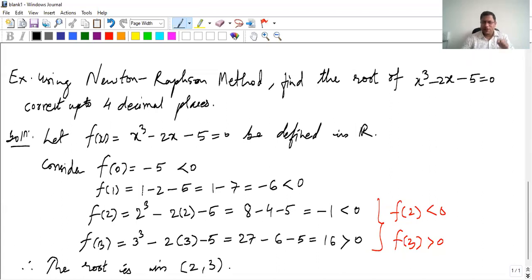Okay, so that's why one by one we are trying. We are trying to see what is the trend given by this function.